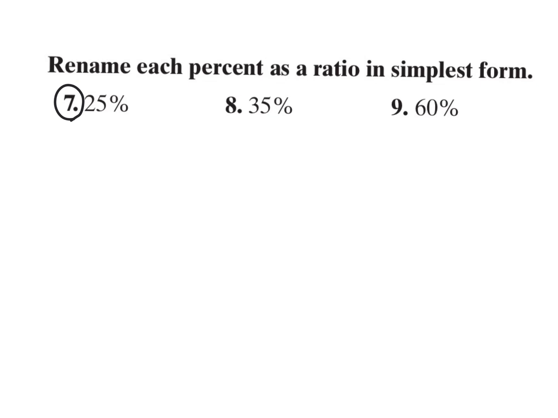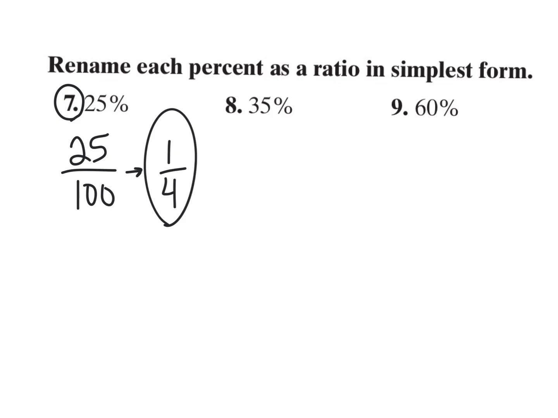So if we look at some more examples here, changing the percents to fractions in simplest form, we look at number 7, it's got 25%. So we want that as a fraction in simplest form. So 25% means 25 out of 100. You might be familiar with this one. That's going to reduce to 1/4. If you're not sure, you can do the fraction decimal thing, or you could divide it out and then have it change over to a fraction.